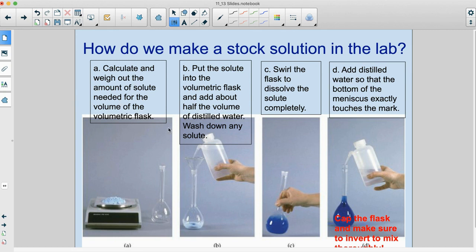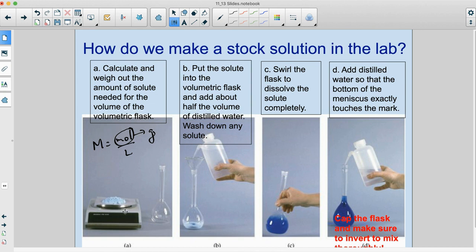So we use our volumetric flask to make our stock solution, and the steps are, first we have to figure out how much solute we need for that volume of the volumetric flask. So basically, we use the molarity equation to calculate the moles needed for a certain volume and for a certain concentration that we want. And so we calculate our moles and we change that to grams using the molar mass.